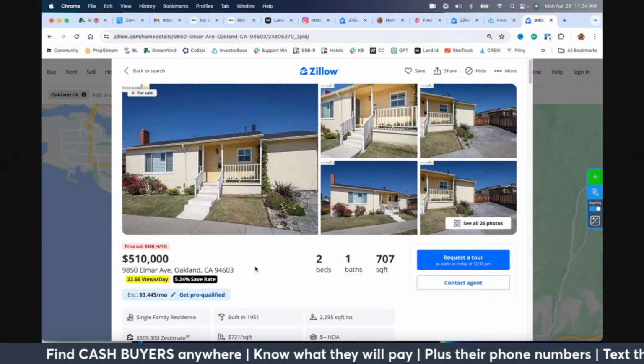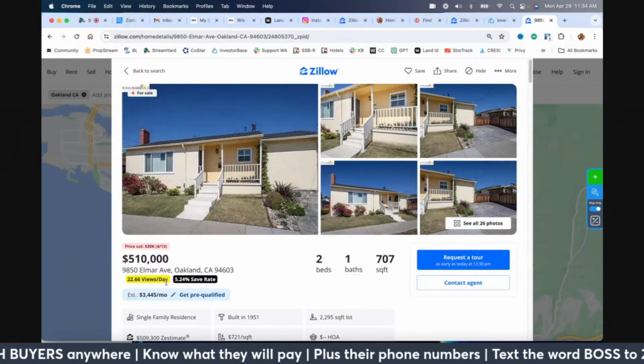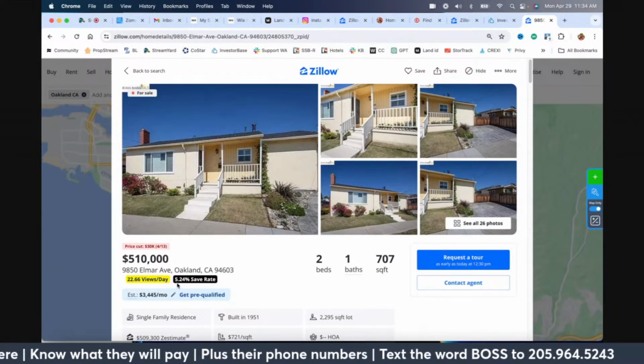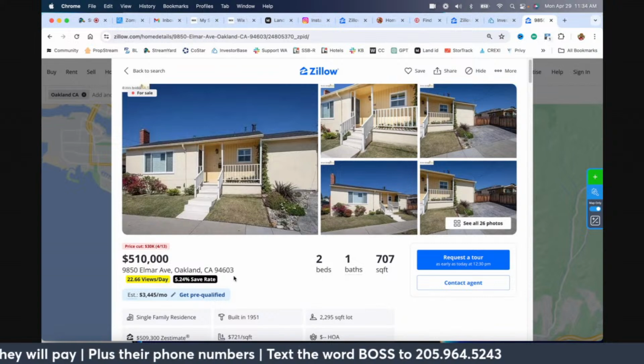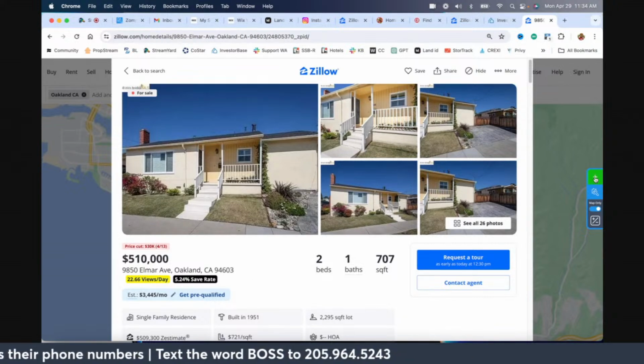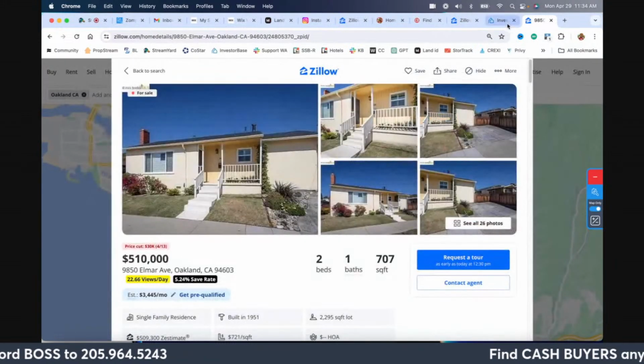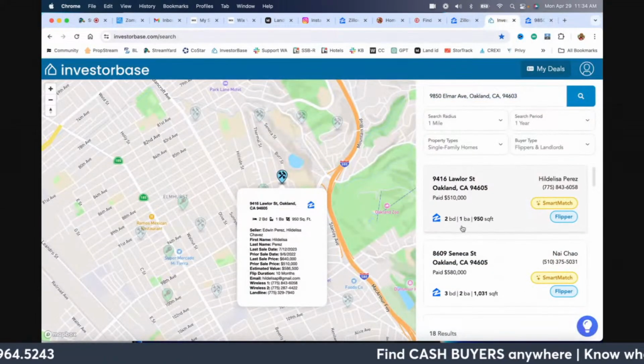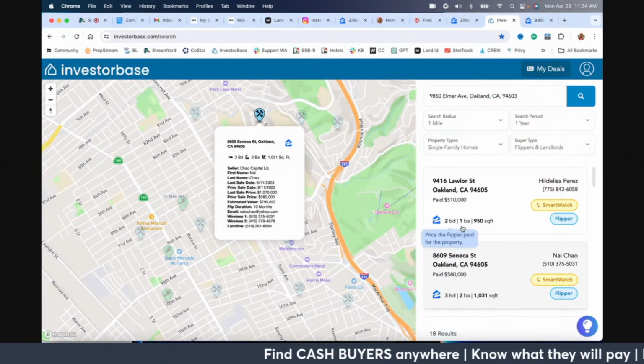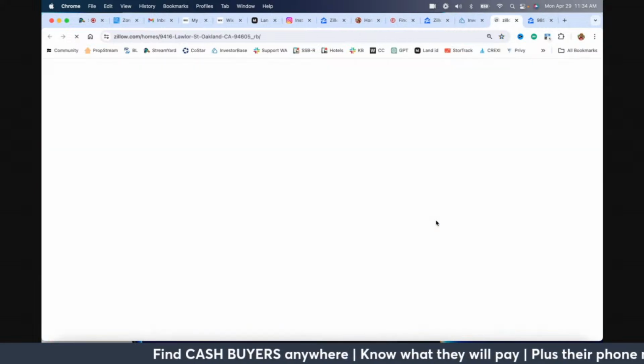All right, so getting 22 views a day, that's not a lot for a market of that size. The save rate is over 5%, but okay, so let's see. We'll make it the target. All right, so let's look at this one.